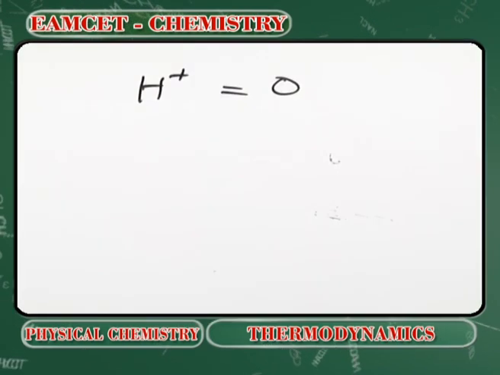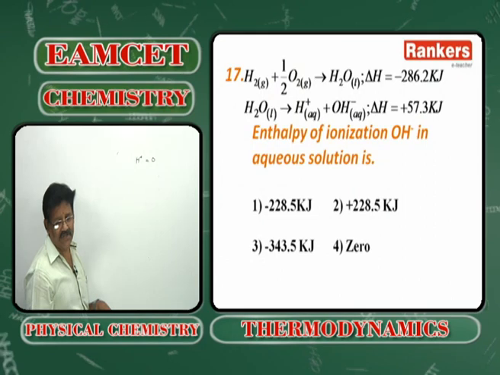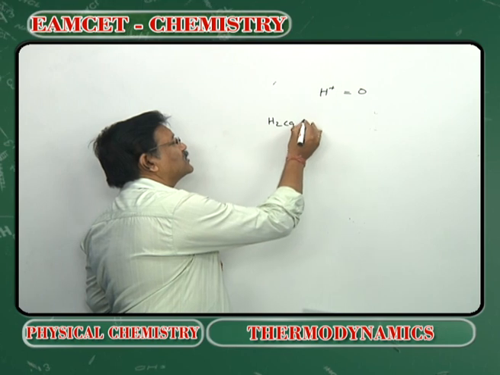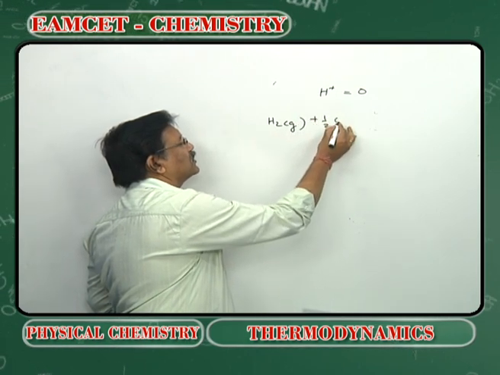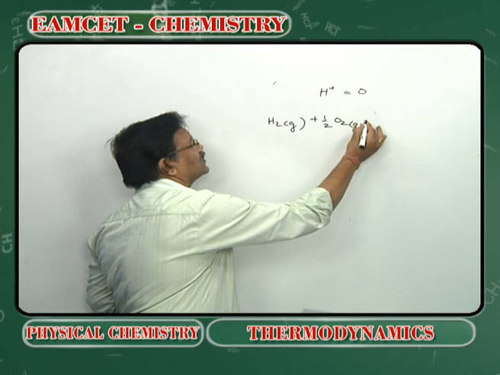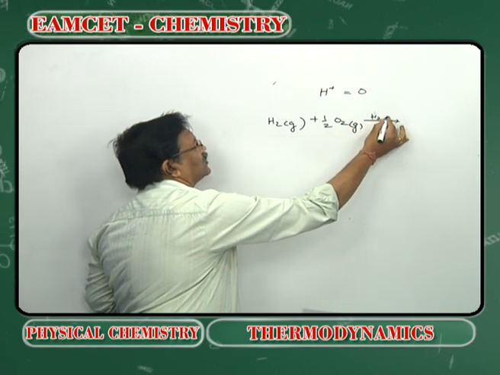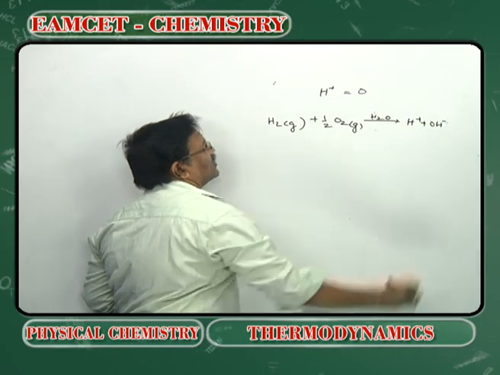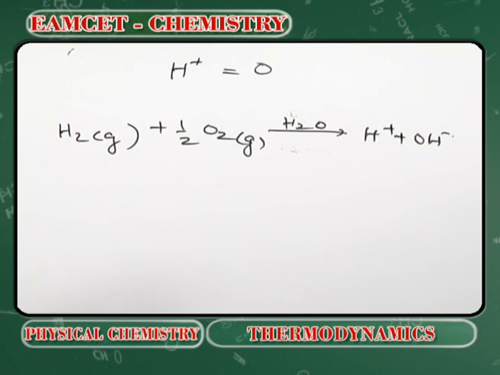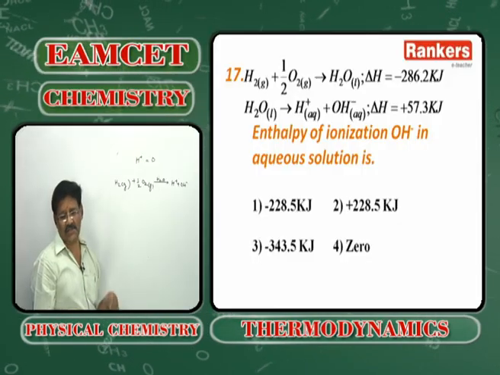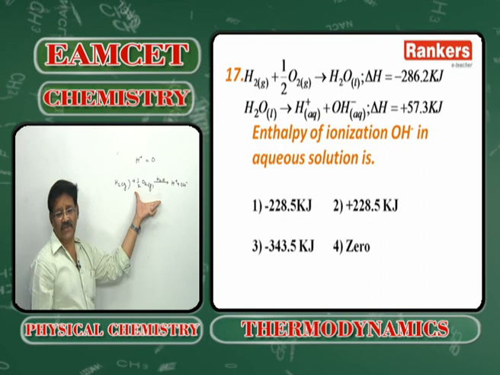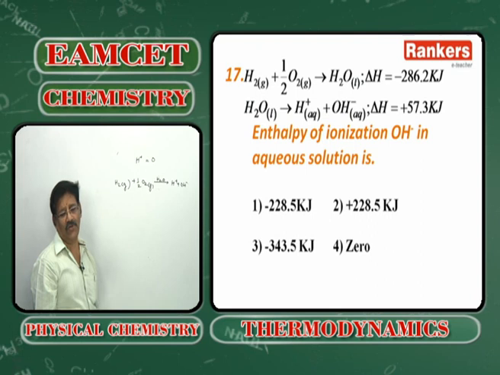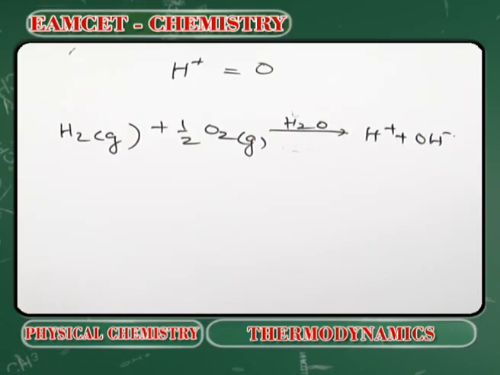Now, what is the required equation for the enthalpy of ionization of the OH minus ion? H2 plus half O2, in excess of water, gives H plus plus OH minus. This is the required equation. How do you get this equation?